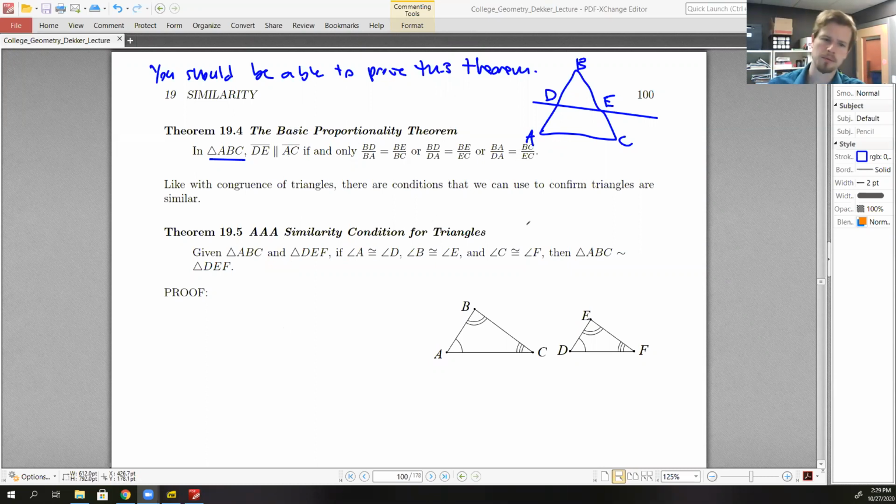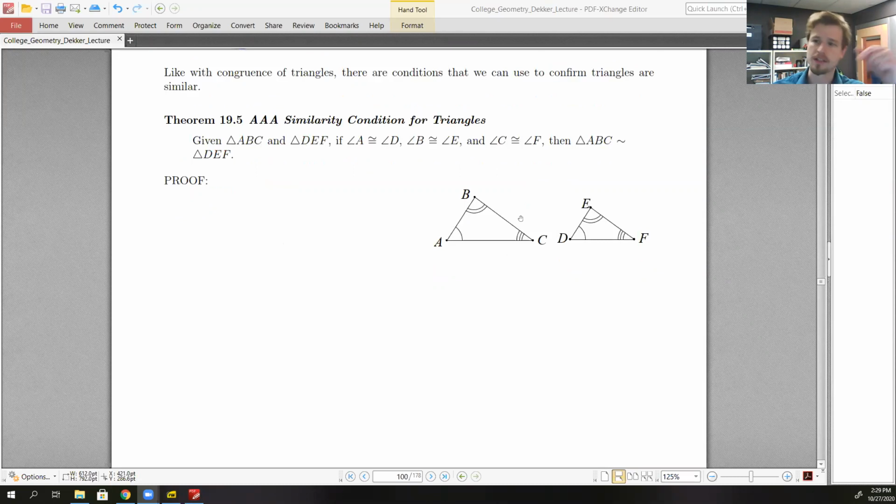So we'll go ahead and take a look at our first similarity condition. Now we looked at congruence conditions in the past for triangles: what conditions would be sufficient for us to conclude the congruence of two triangles. Side angle side was one of them, side side side was another, and angle angle side was another one. In this section, we're just looking for similarity, so we don't need the congruence of sides. We only need the congruence of angles, and then the appropriate ratio for the side lengths.